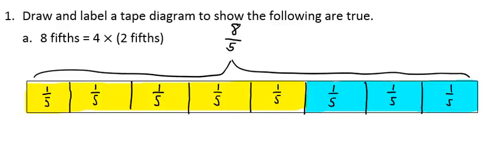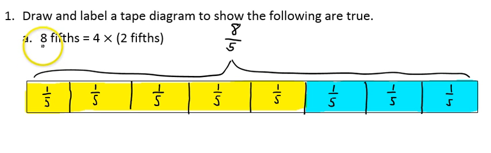This tutorial is for 4th grade, Module 5, Lesson 35. In this lesson, we're going to look at what it means to multiply fractions by whole numbers. The first problem says to draw and label a tape diagram to show the following are true. So we have some problems we're going to look at. The problems are written in unit form.